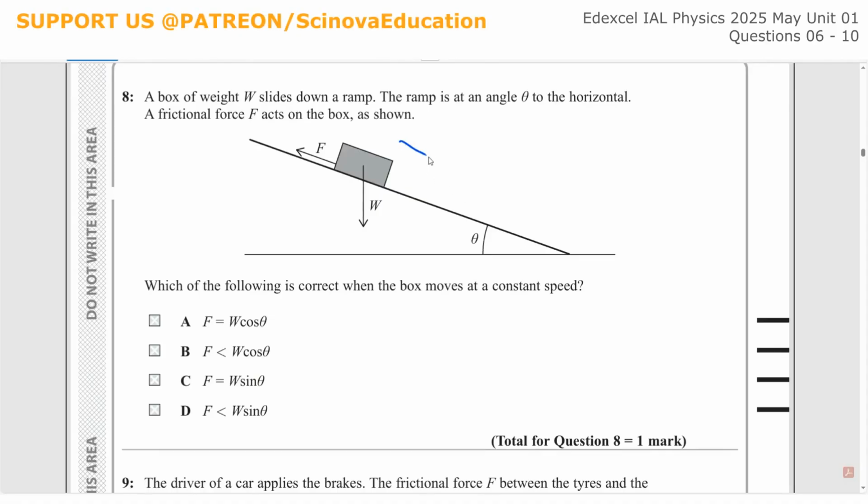So if the box moves at a constant speed along the ramp, forces parallel to the ramp must be equal according to Newton's first law. Since the object is moving with a constant speed, the forces must be balanced. So the weight component of the box should be equal to the frictional force, which is in the opposite direction. How to find the weight component?